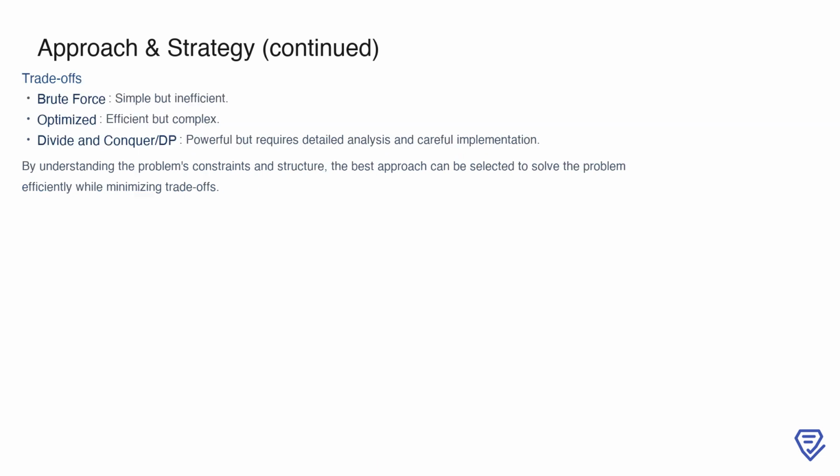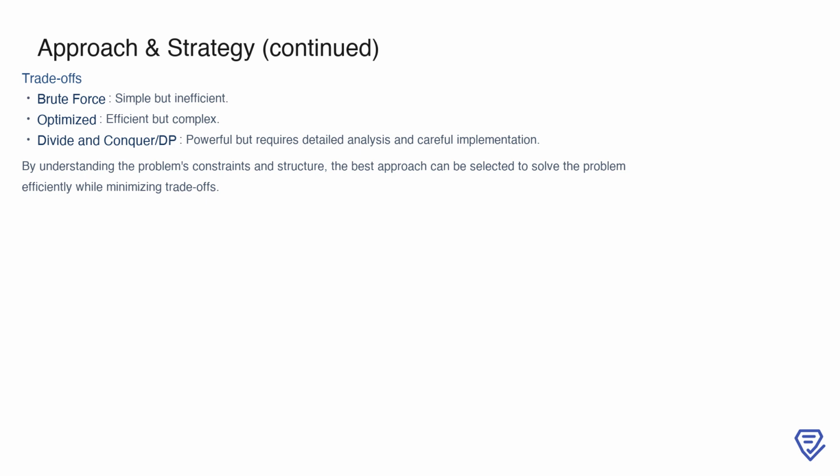In deciding the best approach, understanding the trade-offs is crucial. Brute force solutions are simple to implement but often too slow for large inputs. Optimized solutions, on the other hand, are faster and more scalable but can involve more complex code, which increases the risk of bugs. Strategies like divide and conquer or dynamic programming are powerful tools for many problems but require a detailed analysis of the problem structure and careful implementation to avoid mistakes. Ultimately, the key to selecting the best approach lies in thoroughly analyzing the problem's constraints, input size, and properties. By doing so, you can identify the most efficient and practical solution while minimizing the trade-offs in both time and space complexity.